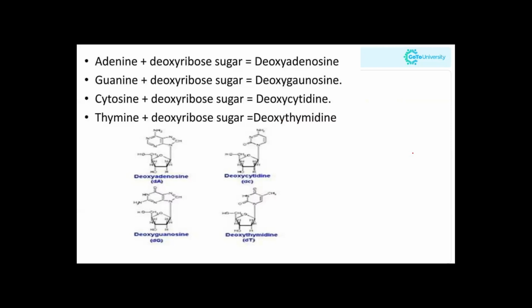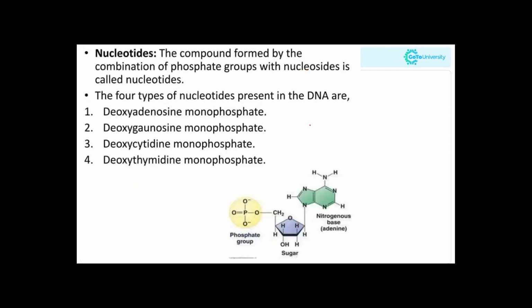Now we are moving to the naming of nucleosides. This is a nitrogenous base, adenine, plus the deoxyribose sugar. It is deoxyadenosine. That is the nucleoside. Guanine plus deoxyribose sugar is deoxyguanosine. It is also a nucleoside. Cytosine plus deoxyribose sugar is deoxycytidine, a nucleoside. Thymine plus deoxyribose sugar is deoxythymidine, also a nucleoside.